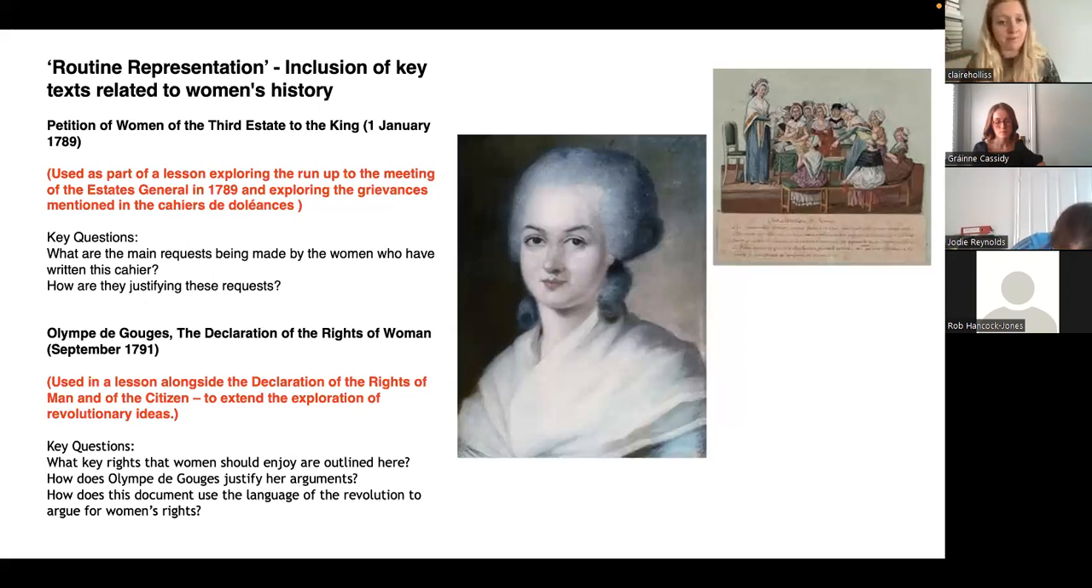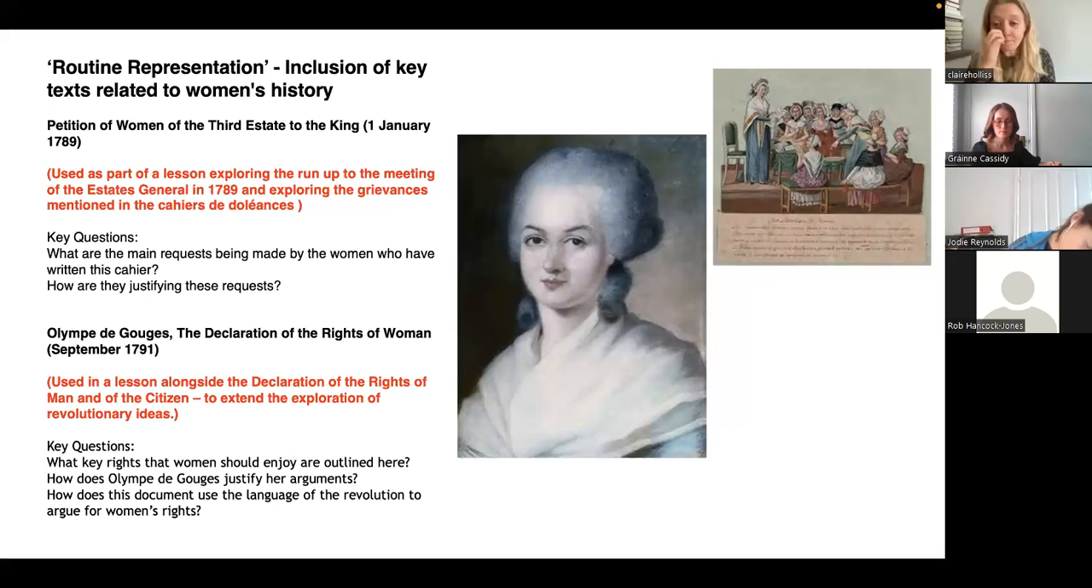And why I thought it was so important to include this was in terms of what it illuminated. Firstly, it demonstrated to students that women were active and engaged in politics at this stage. But also, when you cross-referenced this document to the other documents that were put together by the men of the Third Estate, it was really interesting to cross-reference areas of common interest and areas of difference. It just gave students a fuller picture of what the Third Estate, the main population of France, cared about at this point.